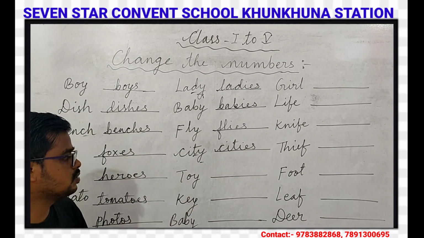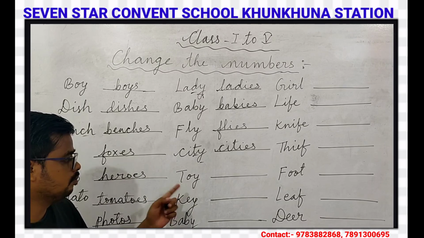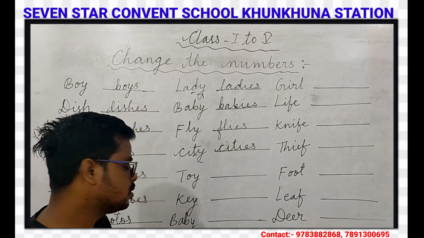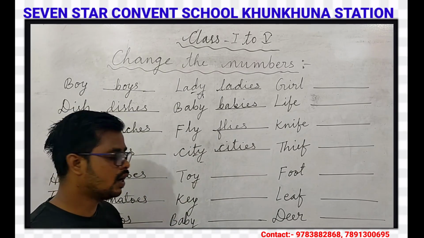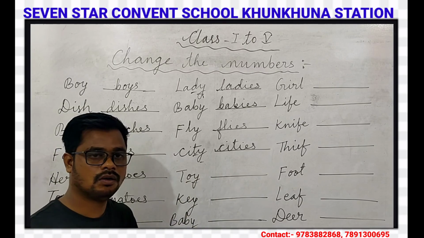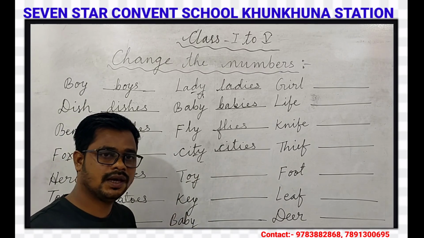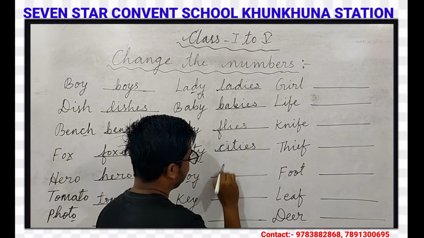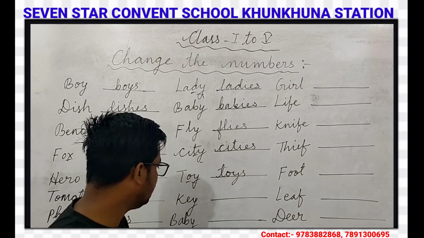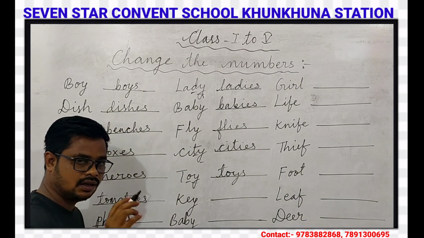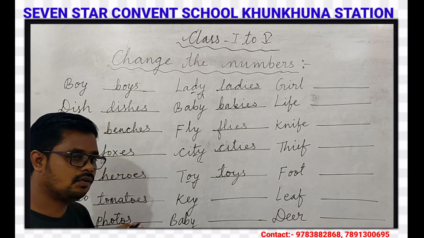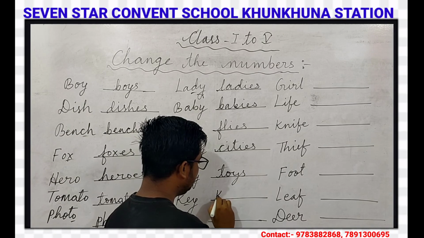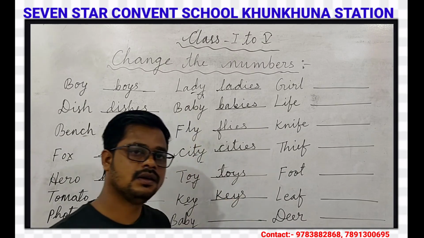Okay, so our next question, toy. Its last letter is also y. But here we have to add only s to make it plural, because before y there is a vowel. O is a vowel, so we make it plural by just adding s. Toy will become toys. Okay, our next question, key. Its last letter is also y, and before y there is a vowel. E is a vowel, so we just add s to make it plural.